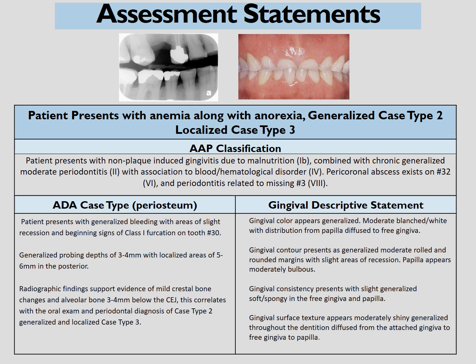For the gingival descriptive statement, the gingival color appears generalized, moderate blanched white with distribution from the papilla diffused to the free gingiva. Gingival contour presents as generalized, moderate, rolled, and rounded margins with slight areas of recession. The papilla appear moderately bulbous. Gingival consistency presents with slight generalized soft spongy tissue in the free gingiva and papilla. Gingival surface texture appears moderately shiny, generalized throughout the dentition, diffused from the attached gingiva to free gingiva to the papilla.